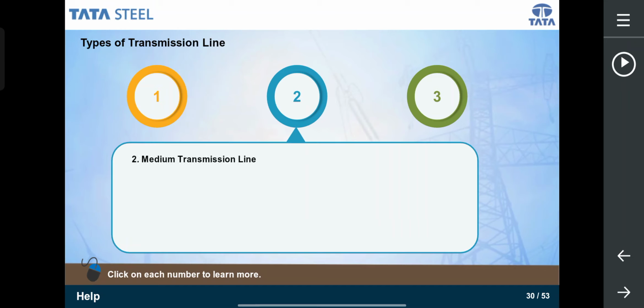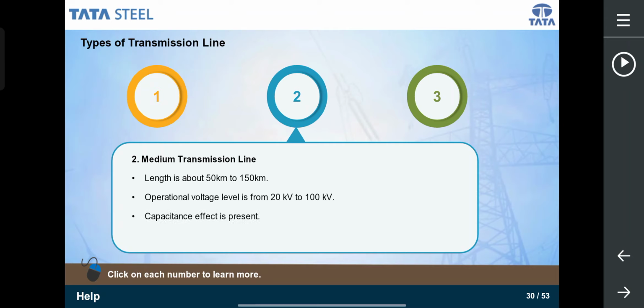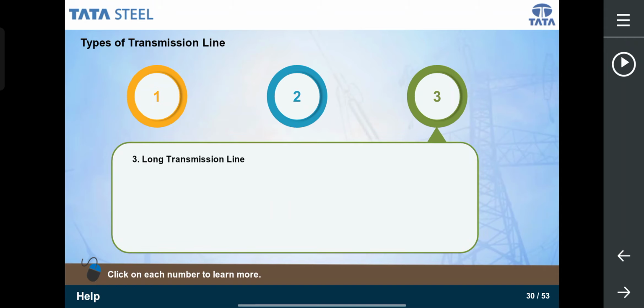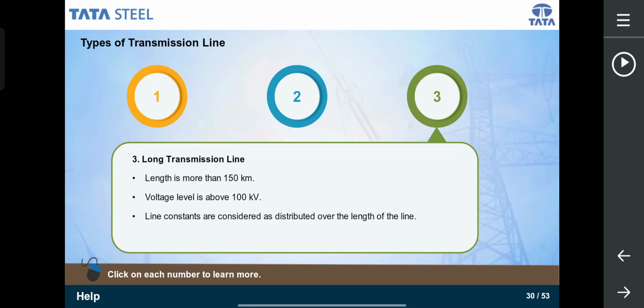Medium transmission line. Length is about 50 km to 150 km. Operational voltage level is from 20 kV to 100 kV. Capacitance effect is present. Distributed capacitance form is used for calculation purposes. Long transmission line. Length is more than 150 km. Voltage level is above 100 kV. Line constants are considered as distributed over the length of the line.